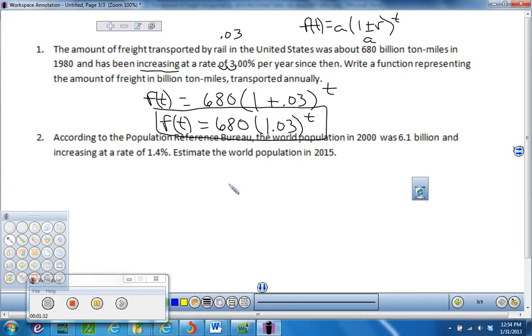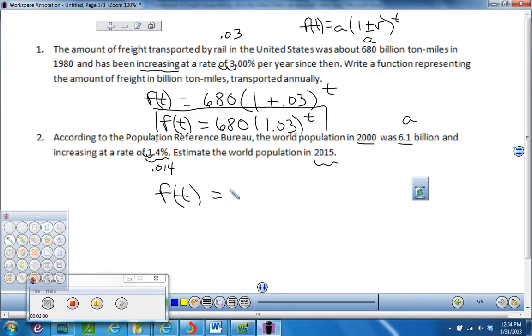Alright, for the number 2 here, was a population question. Now, it says in 2000 our population was 6.1 billion. Okay, so that's what we started out with. And it increases at a rate of 1.4%, so we're going to convert that to a decimal. So that's going to be 0.014. It says estimate the world's population in 2015. Alright, so let's come up with a function.